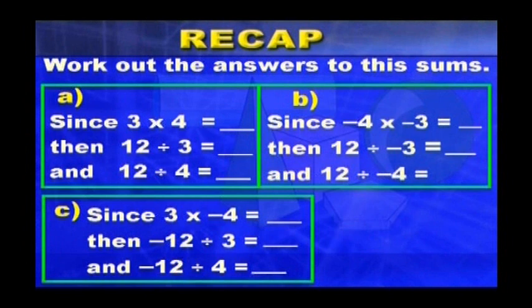Then we have B. Since negative 4 times negative 3, get your answer in. Then 12 divided by negative 3 equals. And 12 divided by negative 4. C. Since 3 times negative 4 equals, then negative 12 divided by 3, what would be your answer? And your last one, negative 12 divided by 4.